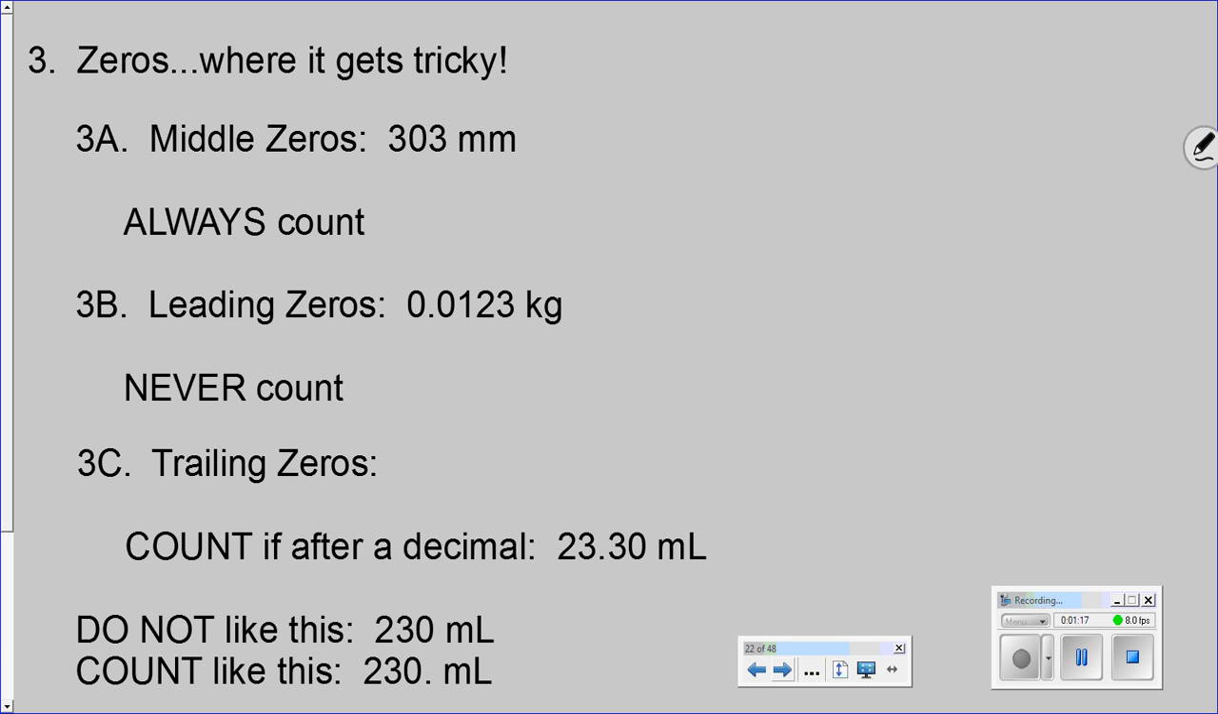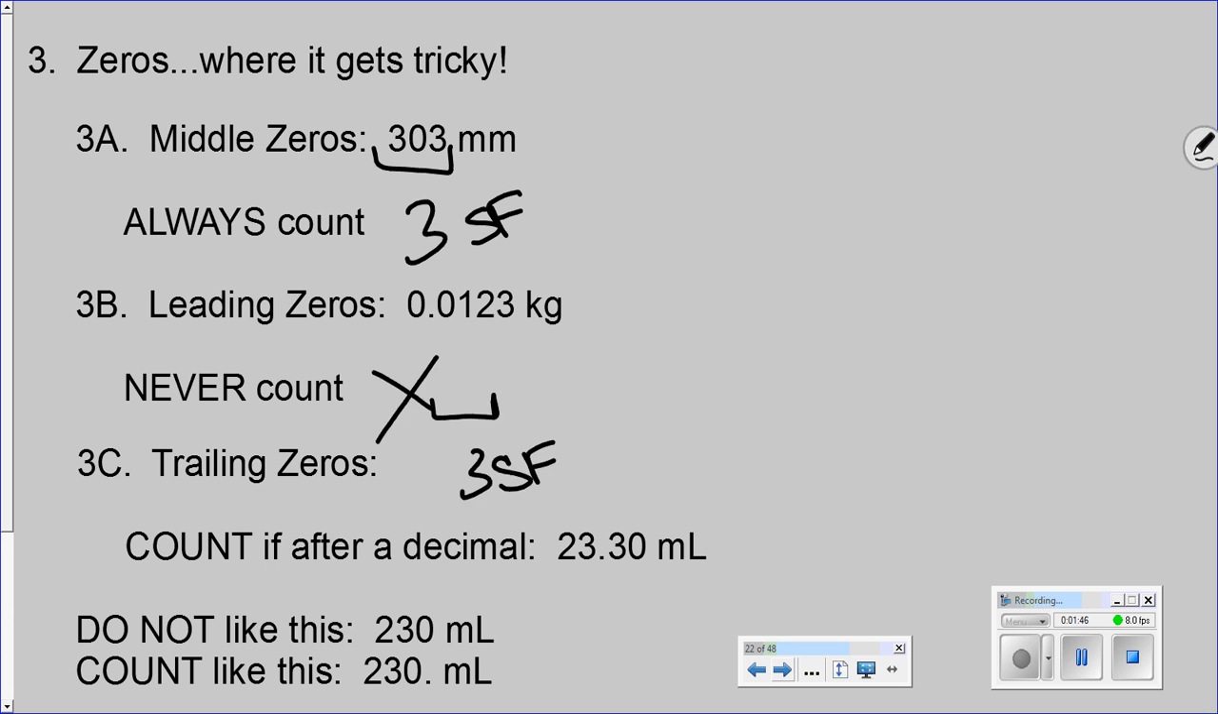What's called a middle zero counts. So a zero that is between two non-zero numbers. So in 3A, the measurement 303 millimeters has 3 sig figs. All of those count. So that zero automatically counts because it is between two numbers that are not zero. What we call leading zeros do not count. So in this particular measurement, those numbers count, those numbers don't. So this has 3 sig figs.